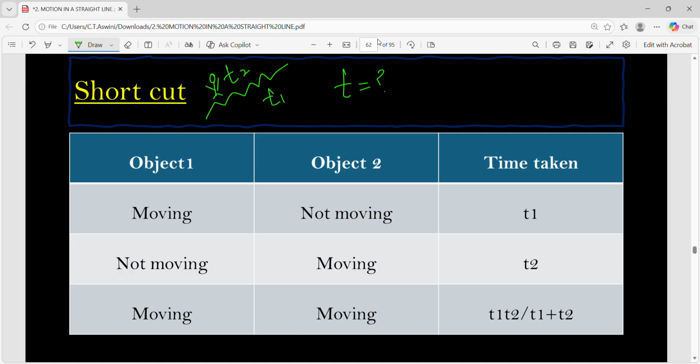So this is actually related to relative velocity concept, but not necessary. We can do with the shortcut. So what is the shortcut? When object 1 moving, object 2 not moving, time taken is t1. First object not moving, second object moving, time taken is t2. When both of them are moving, what is the total time taken? It is product of the two times by sum of the two times. Product by sum.